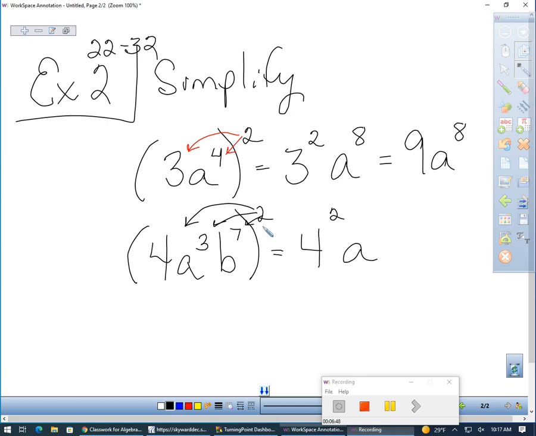We multiply. We would get a to the what? Good. And then b to the 7th raised to the 2nd, 14. So then the only thing I have left to simplify is that 4 squared, 16. A to the 6th, b to the 14th.